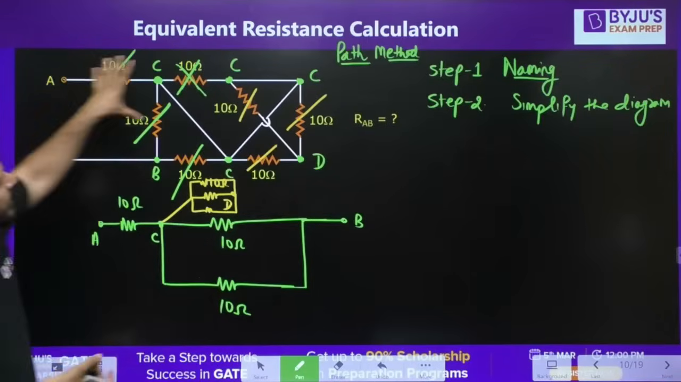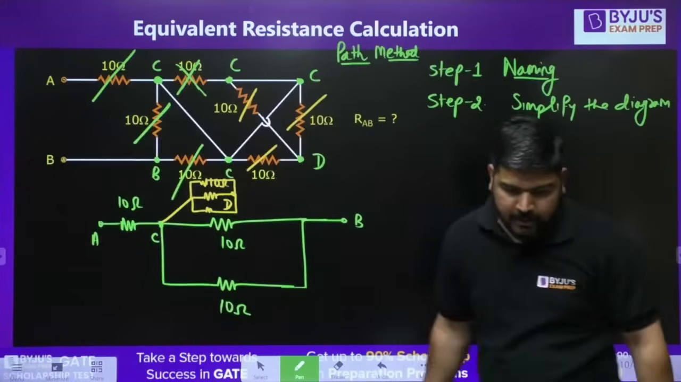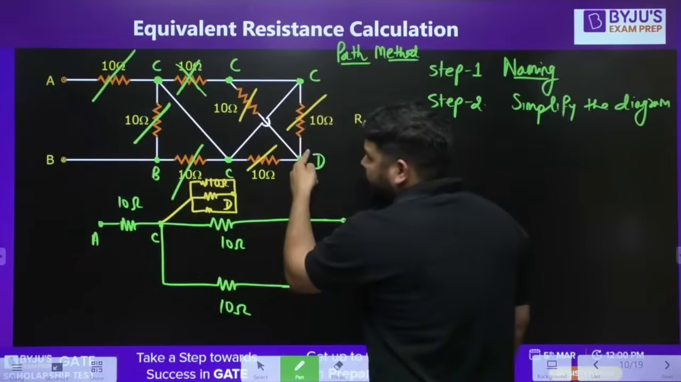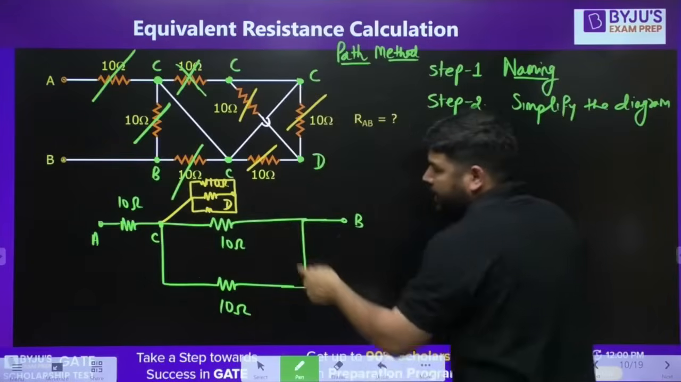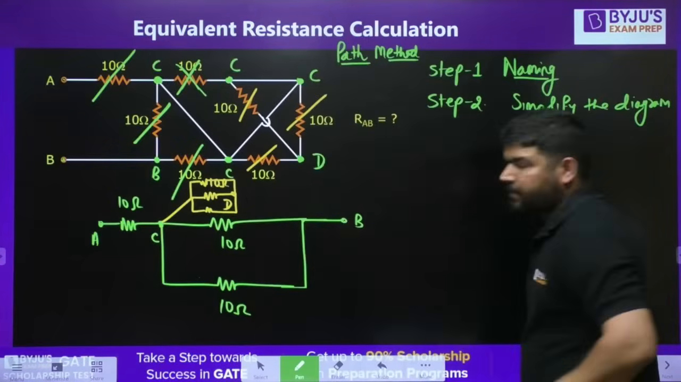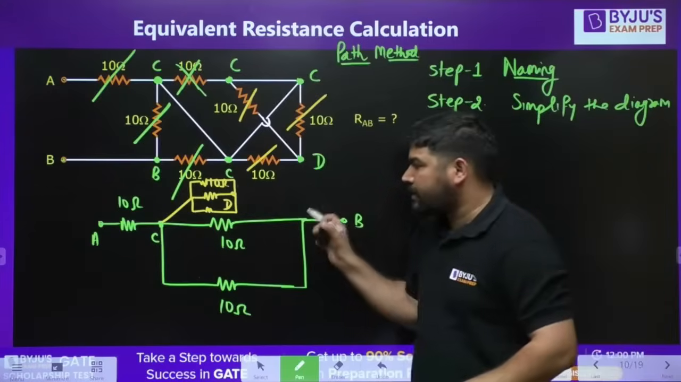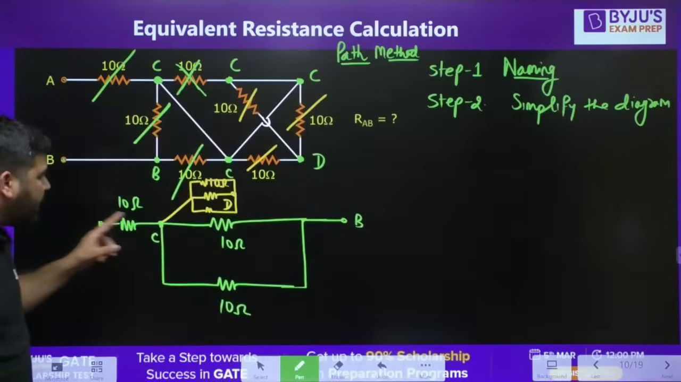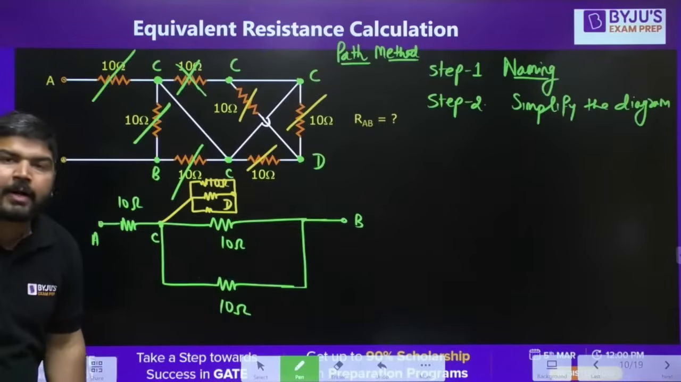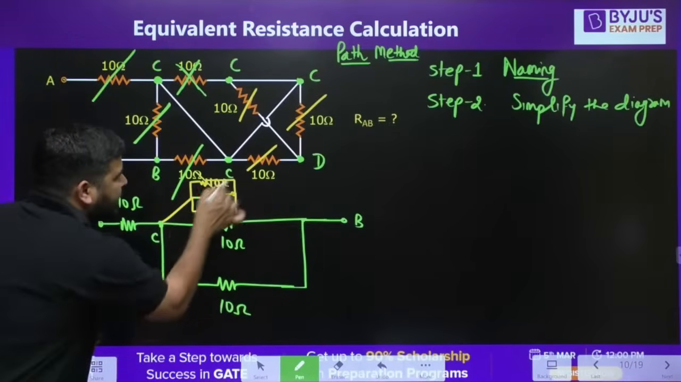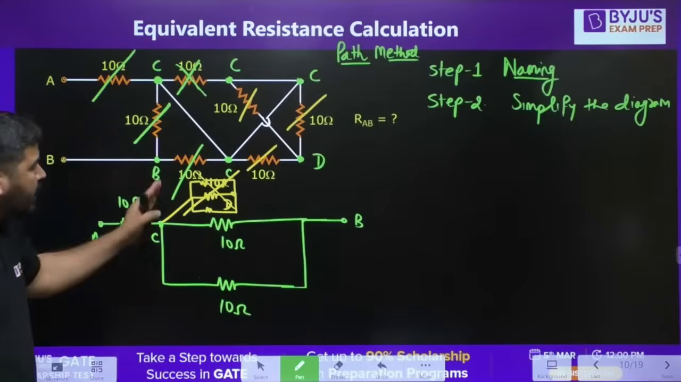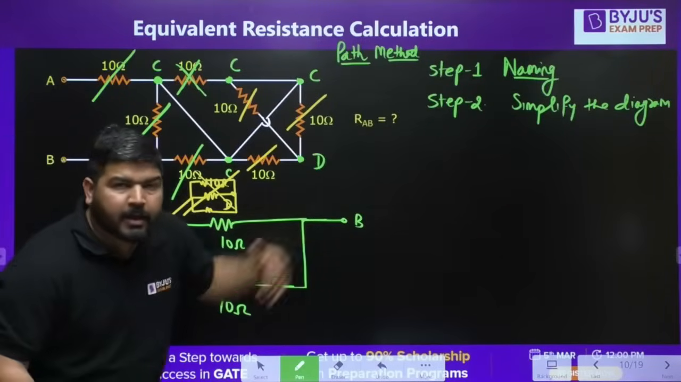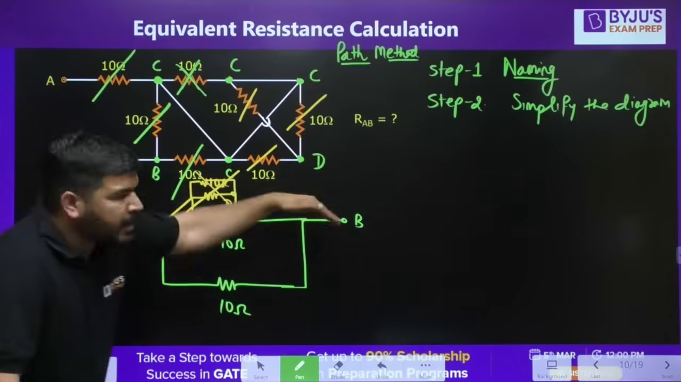So I have covered all the resistances. There is no direct connection between D and B. That's why you cannot connect this D to B, because there is no direct connection. Now I need to calculate equivalent resistance between A and B. This will not participate in equivalent resistance because it is not connected to B. I hope it is clear.